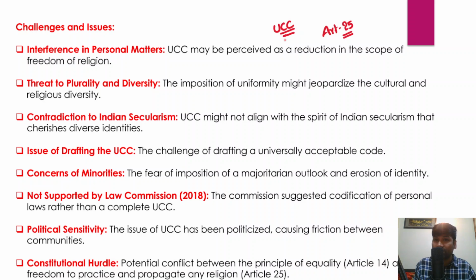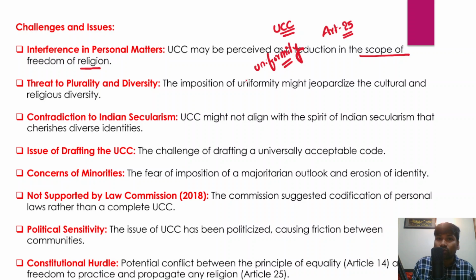It is being perceived as a reduction in the scope of freedom of religion, which has been enshrined in the fundamental rights under Article 25 of the Indian Constitution. And in fact, the Uniform Civil Code's implementation is also being considered a threat to the plurality and diversity of this country. Now, the Uniform Civil Code aims at achieving uniformity, but India is known as a melting pot because it has different religions, different cultures, languages, ethnicities.